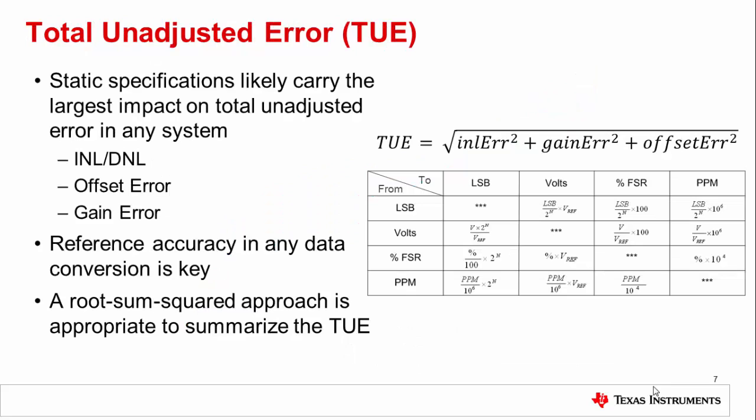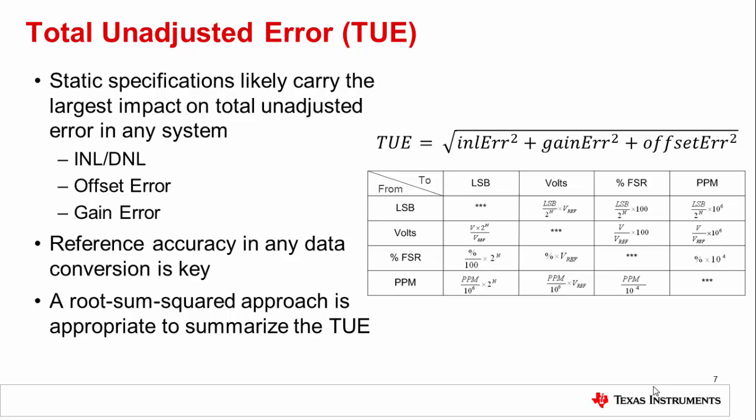Having looked at all of these errors, it is useful to have an equation that summarizes all of the DAC errors. Total unadjusted error, or TUE, is a calculation that is derived from the basic DC errors using a root sum square approach. It is a probabilistic approximation of the error expected in a system. This is because it is highly unlikely that one system will experience an outlying offset error and an outlying gain error at the same time.